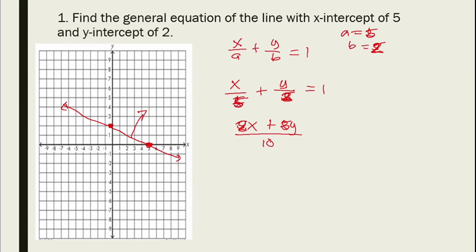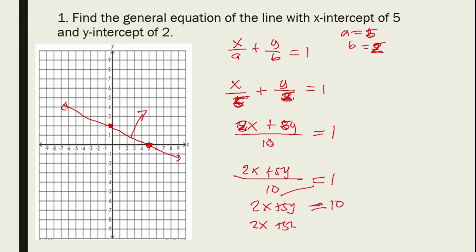Therefore, x over 5 and y over 2. Take the LCD, which is 10. 10 divided by 5 is 2, so 2x, and 10 divided by 2 is 5, then 5y, is equal to 1. So 2x plus 5y over 10 equals 1. I'll just write here: 2x plus 5y equals, cross multiply, 10. So 2x plus 5y minus 10 is equal to 0.